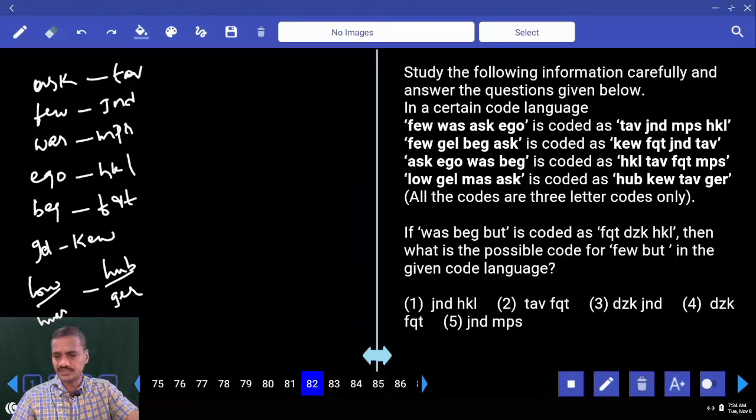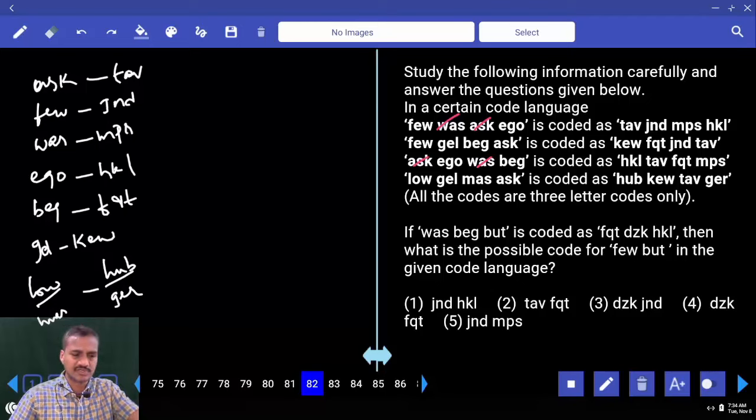Was, beg, but, and what is the code for was? Does it fit or not? No. Was, beg, but. Was and ask are the two words that are common between these two. Was and ask, and ask and was is not common. What is immediately common for us is ask, that is TAV. Yes, TAV is the common. And ask is here also, isn't it? And was, beg.